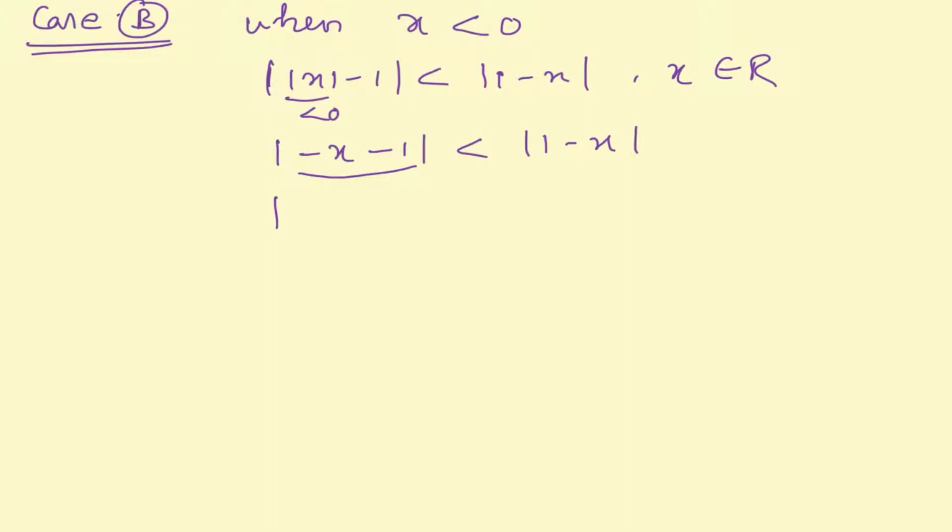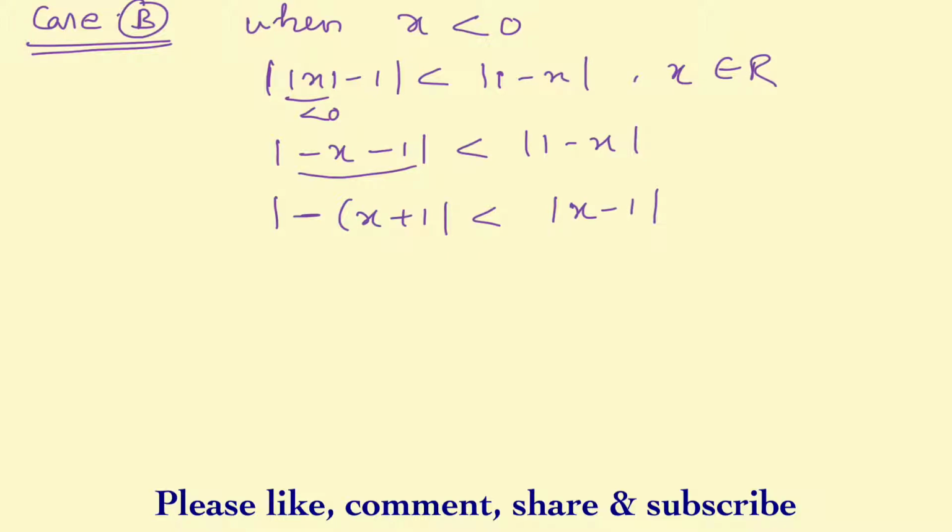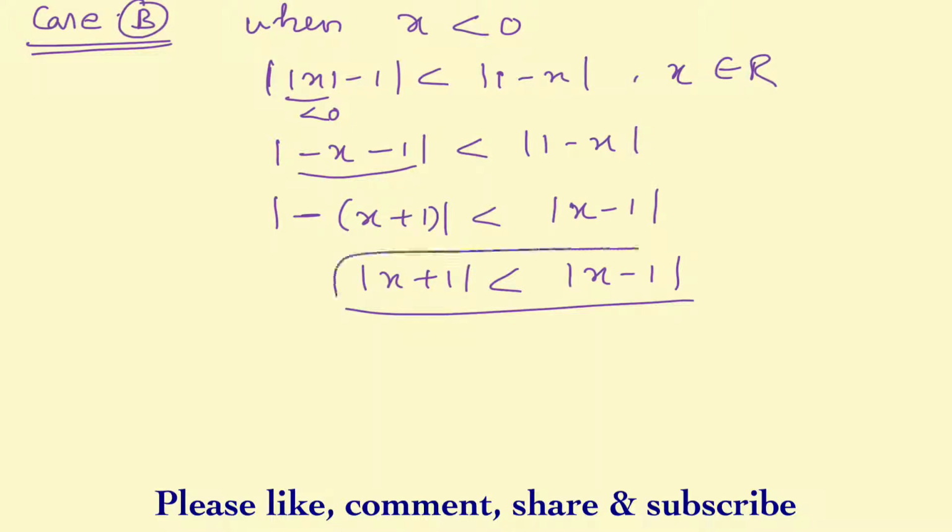So we can write this as minus of x plus 1 less than 1 minus x, or x minus 1, we know that. So minus mod of x plus 1. This thing we can write as mod of minus a is nothing but mod of a, so mod of x plus 1 less than mod of x minus 1, we can write in this form also. So no problem. Now this is our new question.